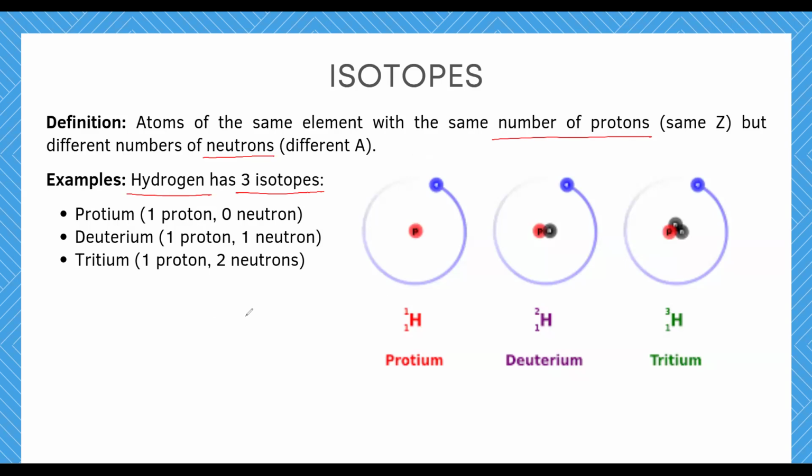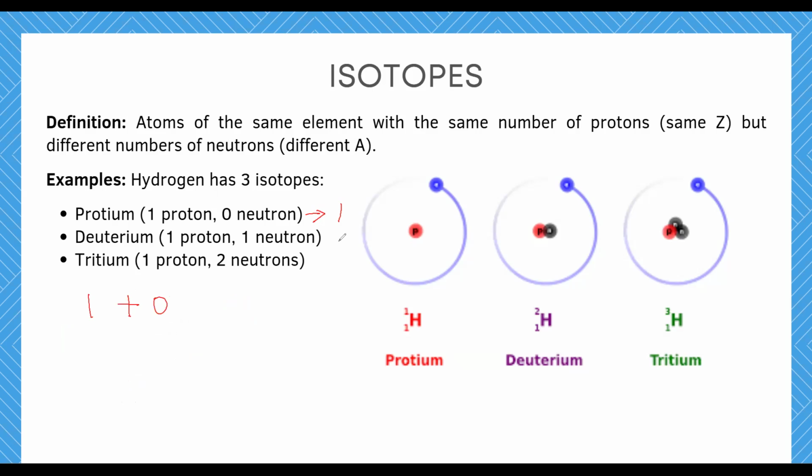The first one is called protium. The first isotope of hydrogen is called protium, P-R-O-T-I-U-M. Now, protium has just 1 proton. In other words, the atomic number, or letter Z, is equal to 1, and then it has 0 neutrons. So if I want to find the mass number for protium, I would simply add the number of protons, which is 1, plus the number of neutrons, which is 0. So for this one, the mass number is 1.